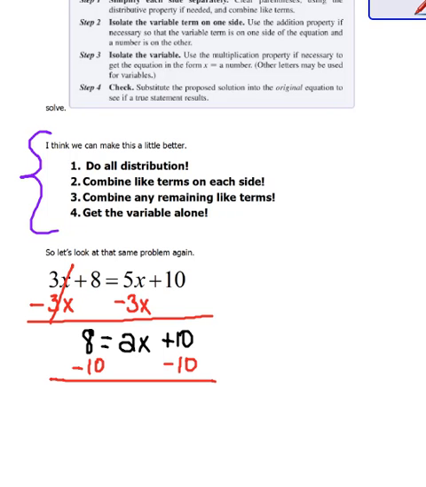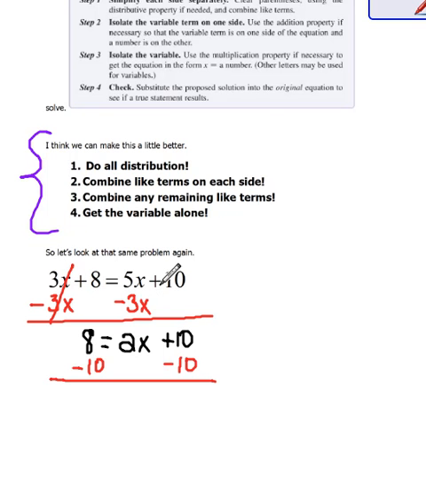Okay, we started this problem in the last video, but we ran out of time, so we're going to have to finish it up now. So just to recap what we've done so far, we started off with our problem, and there was no distribution to do, so that's our first step. On each side of the equal sign, everything was combined that we could do. So now it's time to combine any remaining like terms.